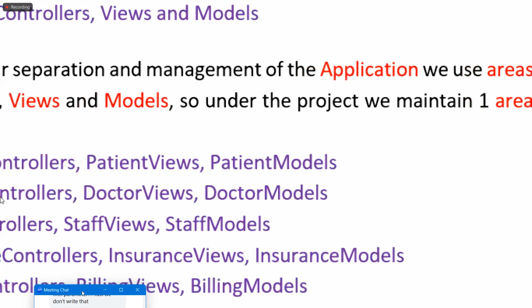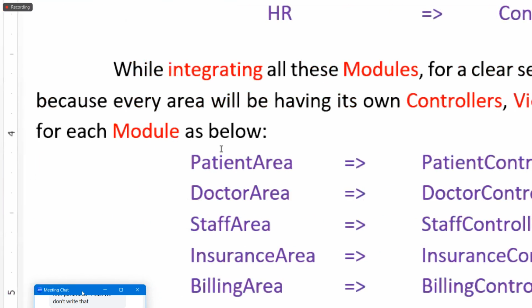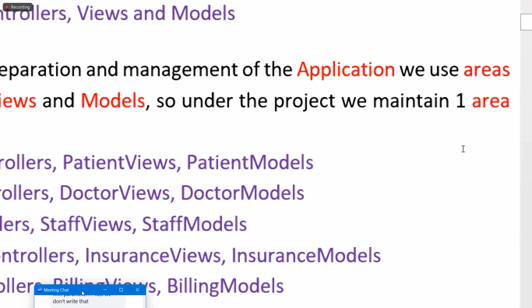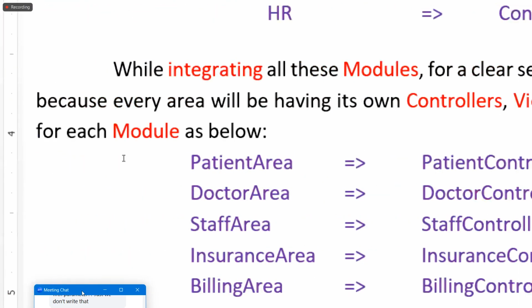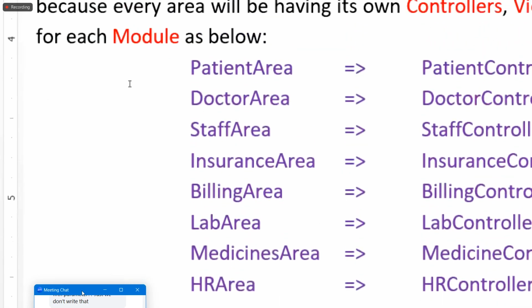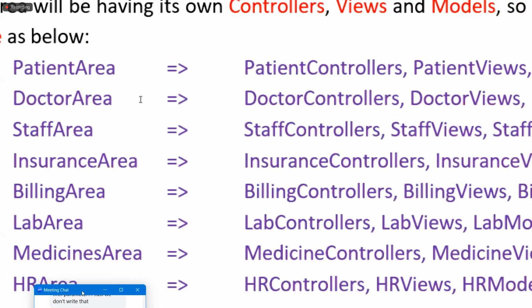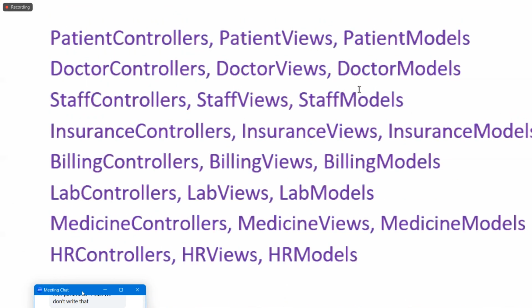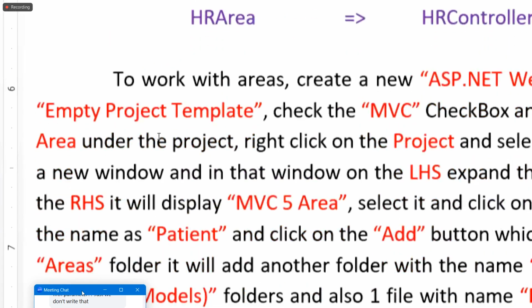Take the areas, because we maintain one area for each module as below now. So here we'll have controllers, views, and models for patients, controllers, views and models for doctor, controllers, views and models for billing. I'm just dividing them now. Next.